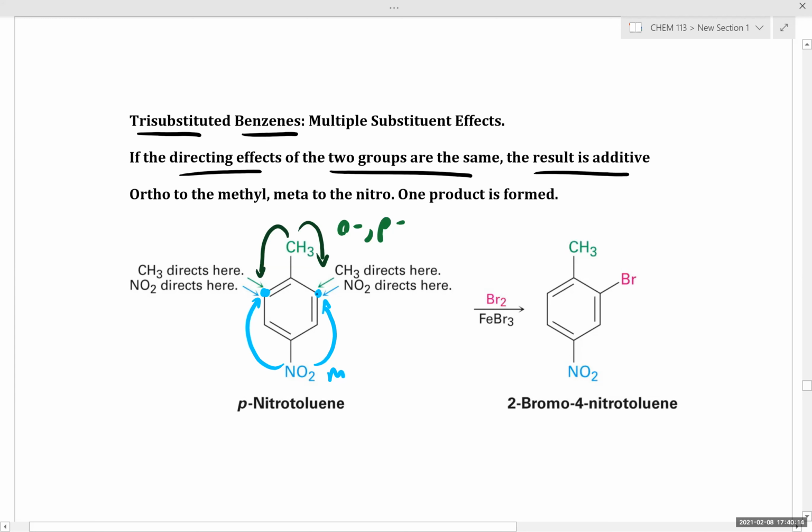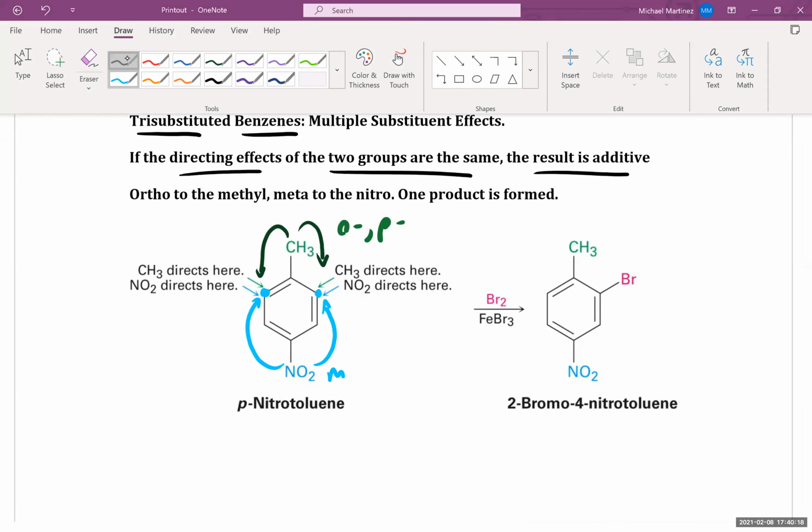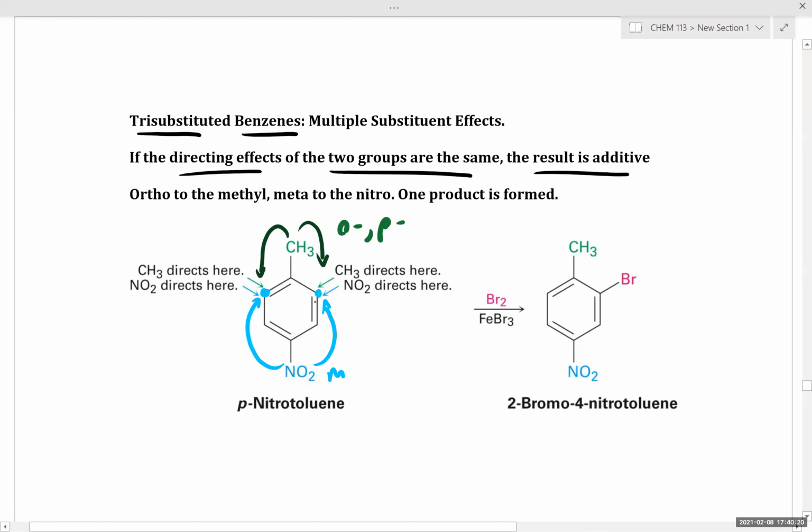As you notice, both of our directing effects are promoting reaction at the following positions. So when we try to brominate para-nitrotoluene, we will see installation of our bromine exclusively at the 2 position relative to our methyl group. So it's ortho to our methyl group and meta to the nitro group. So does everyone see how the 2 directing effects are directing to the same position, and as such it's an additive effect?